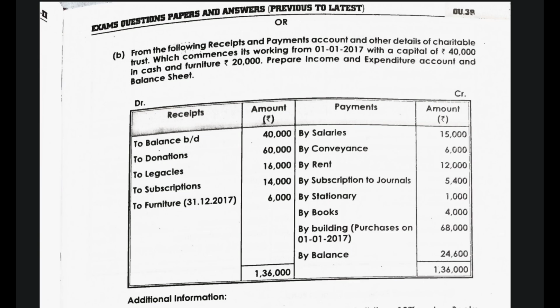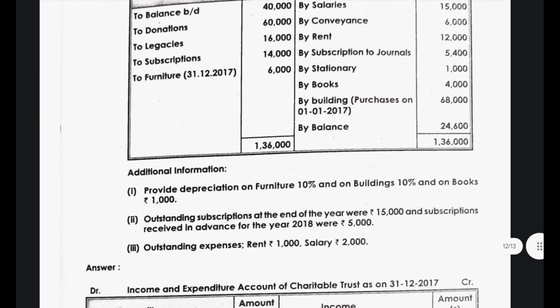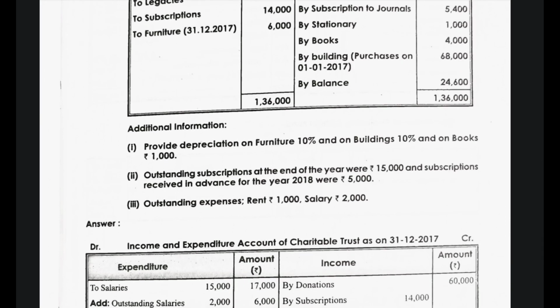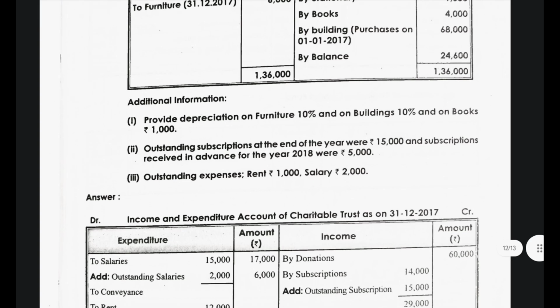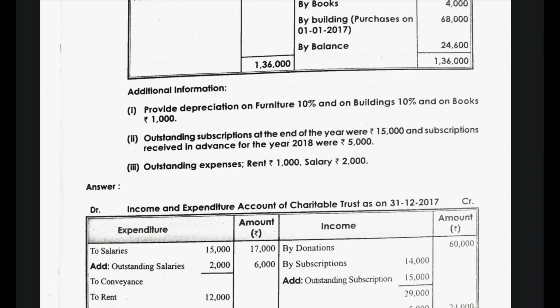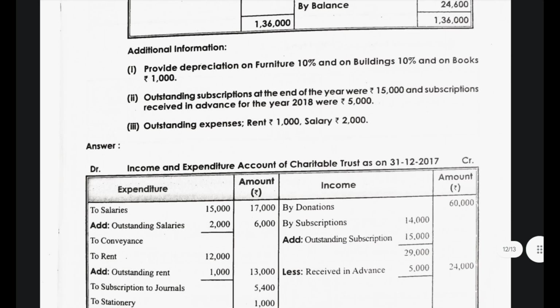Now next question. From the following receipt and payment account and other details of a charitable trust which commenced its working from 1/1/2017 with a capital of rupees 40,000 in cash and furniture 20,000, prepare income and expenditure account and balance sheet. So receipt and payment account is given to us, and some additional information also. Provide depreciation on furniture 10%, building 10%, books 1,000. Outstanding subscription at the end of the year 15,000 and subscription received in advance for the year 2018 were 5,000. Outstanding expenses, rent and salaries.